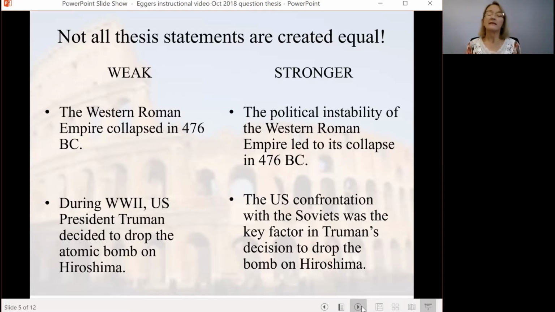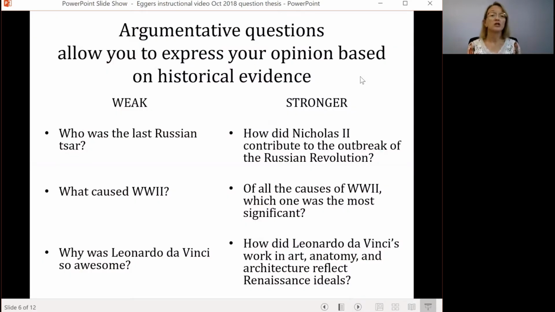These weak statements are statements about the past, but they do not allow you to express your interpretation. The stronger ones will allow you to express your opinion about what you have discovered. Remember what we looked at last time: argumentative questions allow you to express your opinion based on historical evidence. If you compare these stronger questions to the weaker questions, you'll see what we mean by a strong historical question.